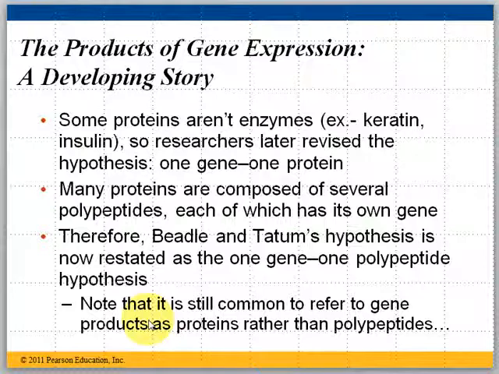Many proteins, though, are composed of several polypeptide chains, and each of those polypeptide chains can have their own gene for creating them. So if you really want to be accurate, the Beadle and Tatum hypothesis is probably now best restated as one gene equals one polypeptide, although commonly we still say one gene equals one protein, but more accurately it would be one gene equals one polypeptide chain. So one gene, one protein, you'll hear that pretty often. But again, to be most accurate, you might want to say one gene, one polypeptide.